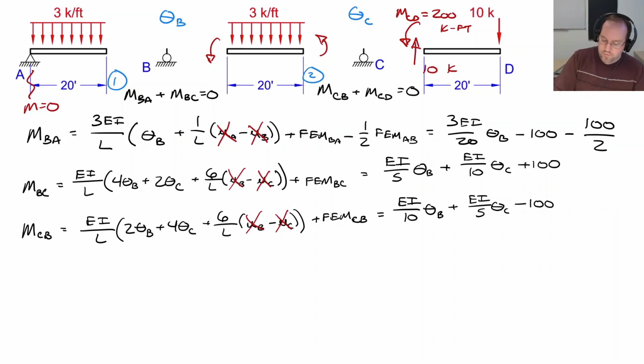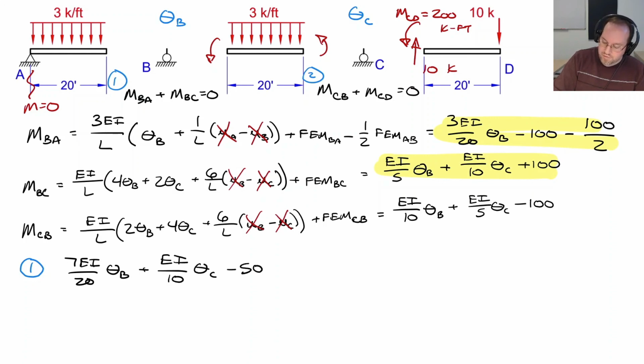So starting with our first equation, we're taking the sum of moments at location B. So that's taking this moment plus this moment and setting that equal to 0. So if we do that, this equation is 7EI over 20 times rotation at B plus EI over 10 times rotation at C minus 50 is equal to 0.